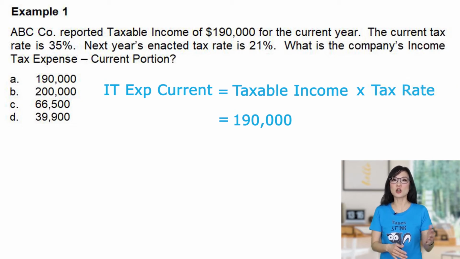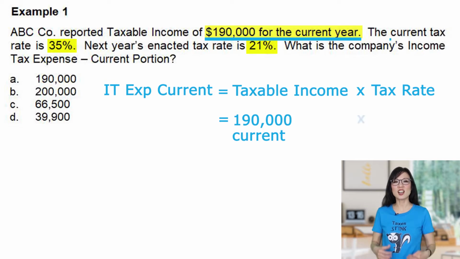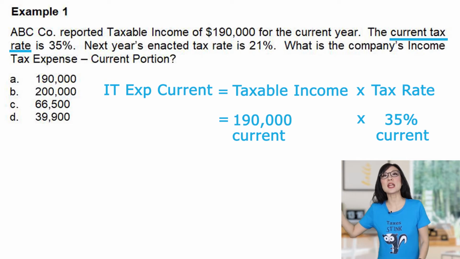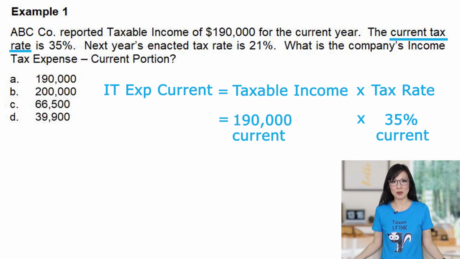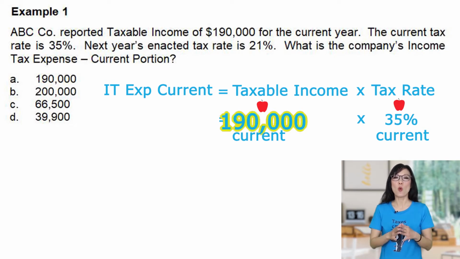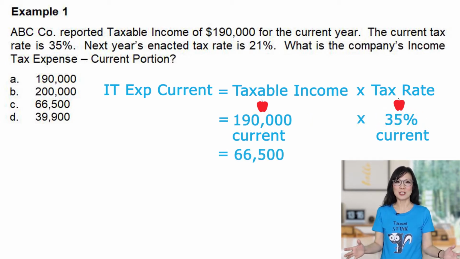Here we have two choices, 21 and 35%. The $190,000 that we plugged in was for the current year. So which tax rate should we use? The current year's, 35%. We're not using 21% until next year. We want apples and apples, this year's taxable income and this year's tax rate. We have everything in the formula. Let's calculate. 190,000 times 35% equals 66,500. Answer C. So we've answered the question.